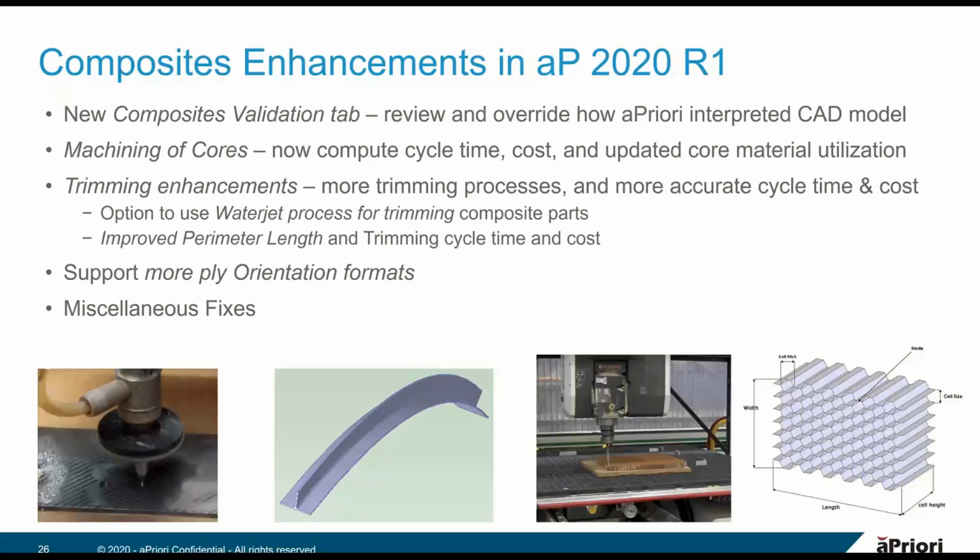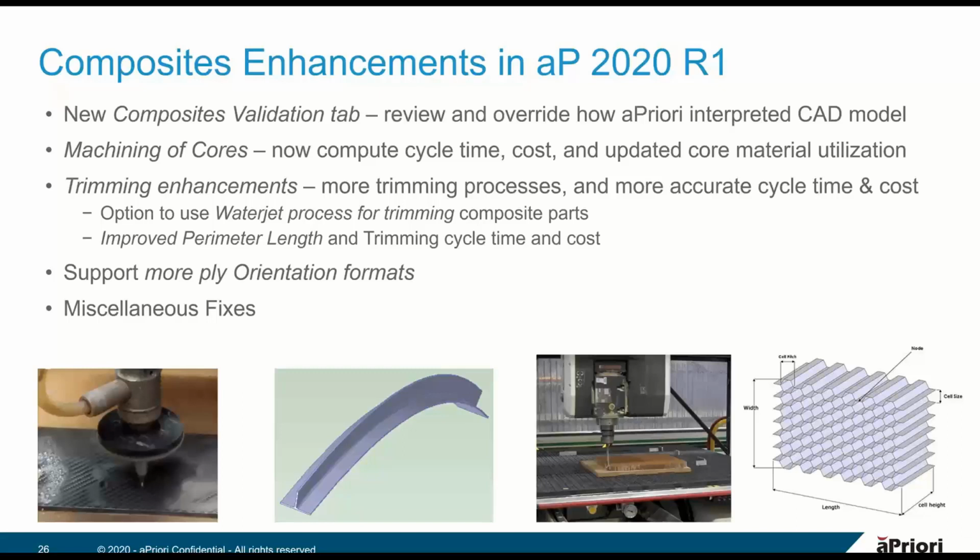And we've also extended our estimates for trimming times and costs for composite parts. So after the part is laid up and cured, the edges need to be trimmed. In our initial release, we assumed that was done by a 5-axis mill. We also now offer an option to use a water jet cutter. The mill is still the default.